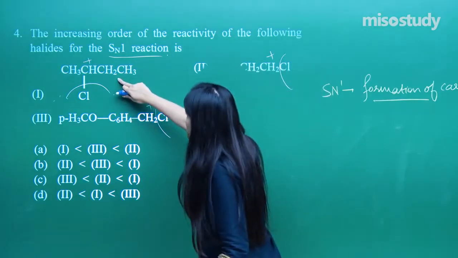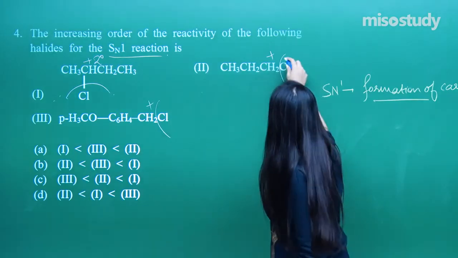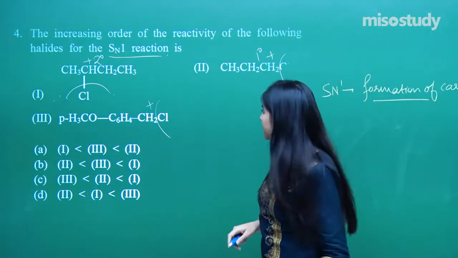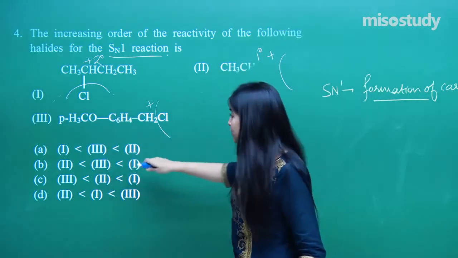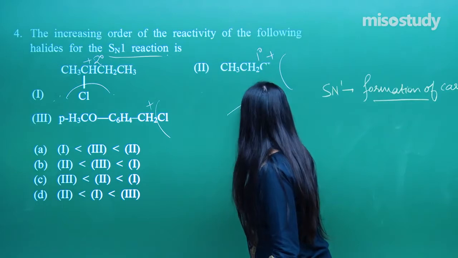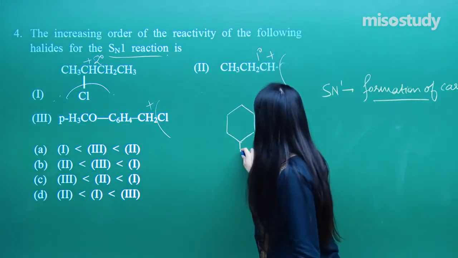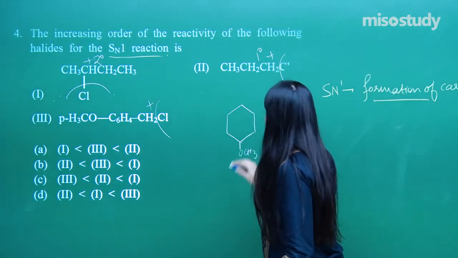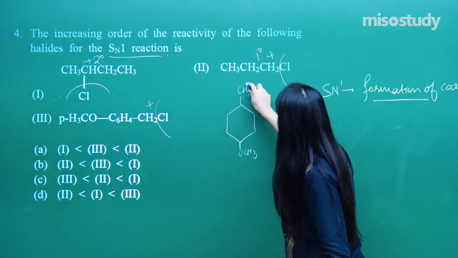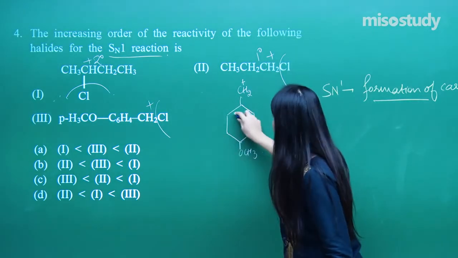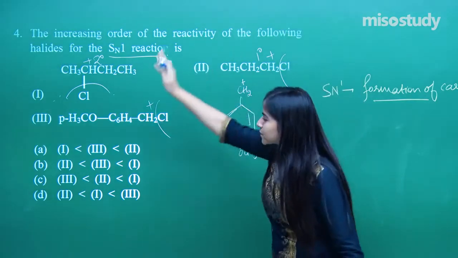As you can see over here, it is a secondary carbocation, this is a primary carbocation, and over here, let me just expand the structure. What is it actually? Just draw with me simultaneously. It is somewhat like this. On the para position I have got OCH3, and again on the para I have got a carbocation, and this is phenyl. So we have got 3 options.